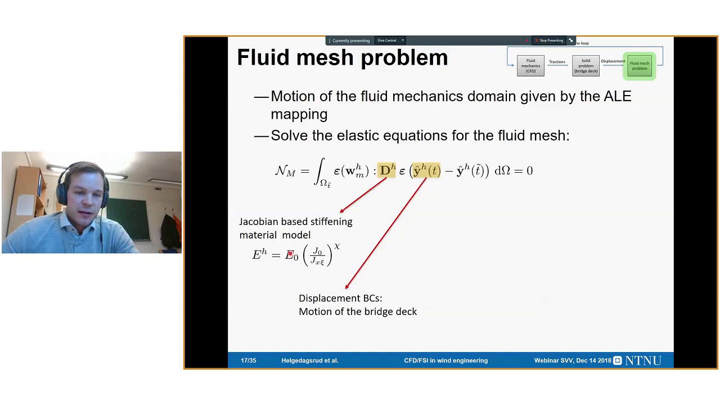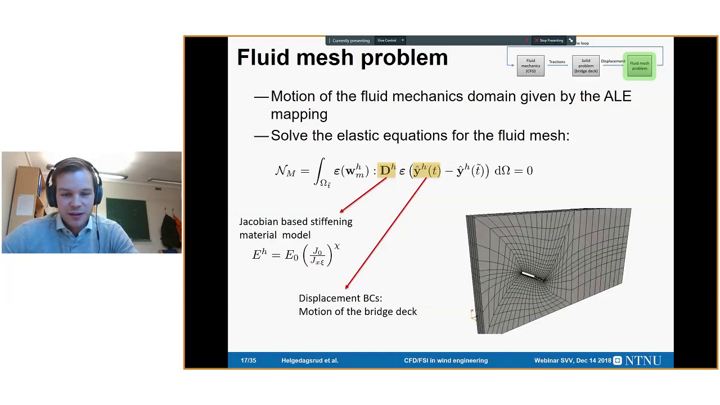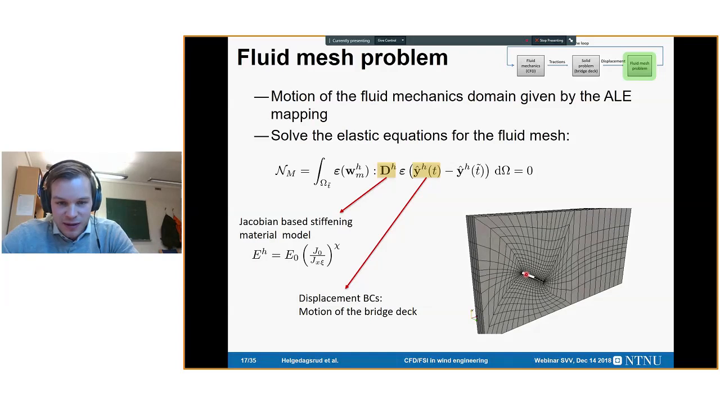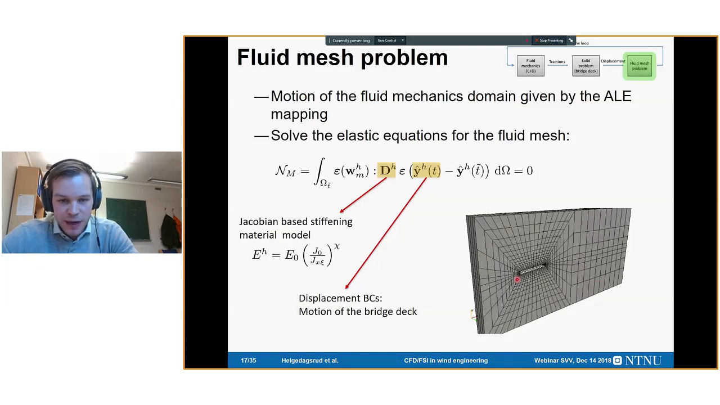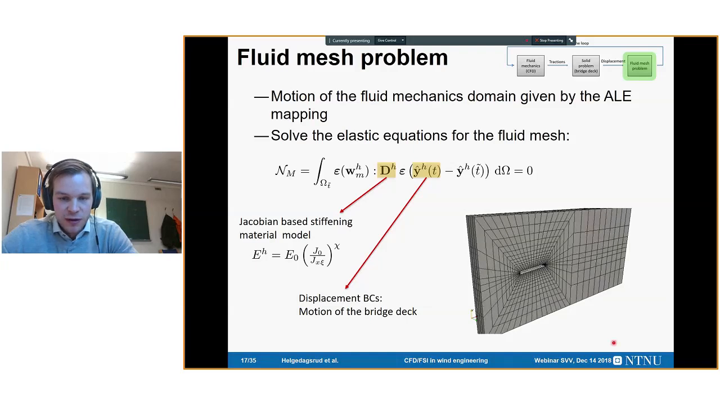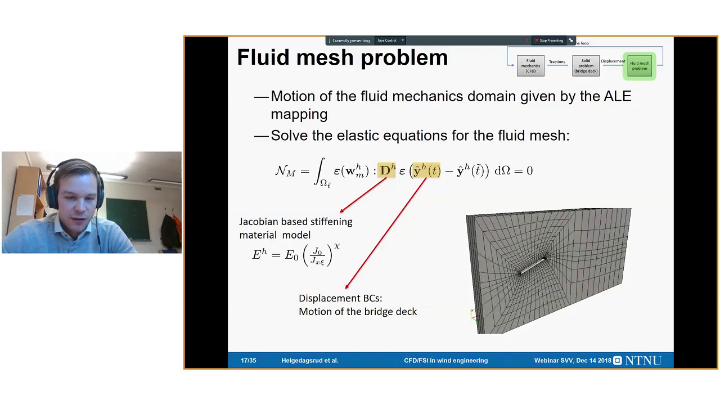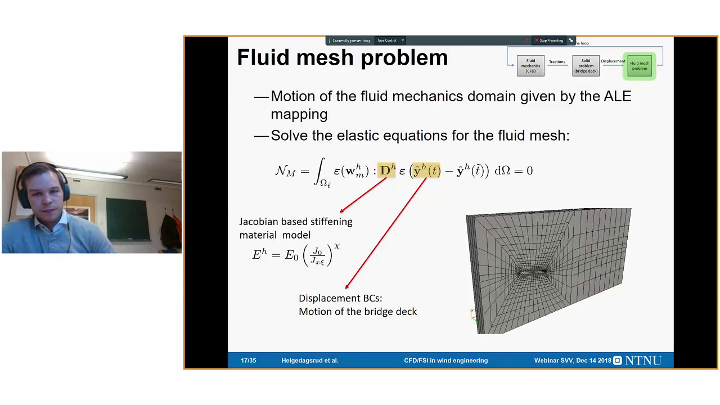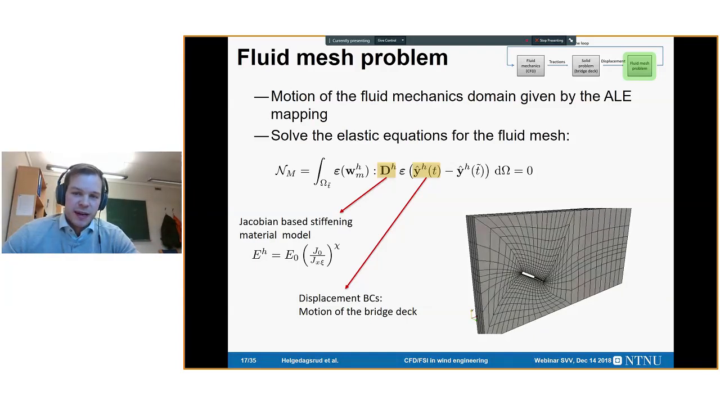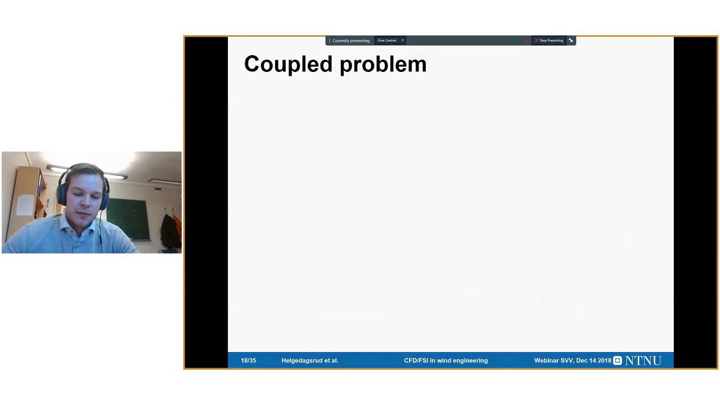And for the material, we use a very non-physical one. We scale the Young's modulus with the inverse of the Jacobian, such that small elements become stiff and large elements become soft. So you can see that we get a very nice deformation pattern where we avoid warping and distortion for very large rotations and displacements. So with the sub-problems at hand, we can go to the coupled problem.